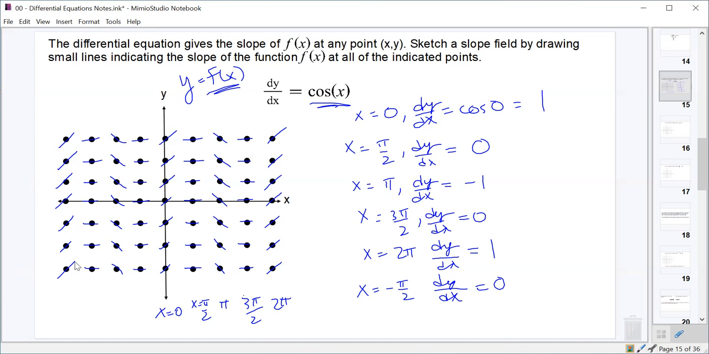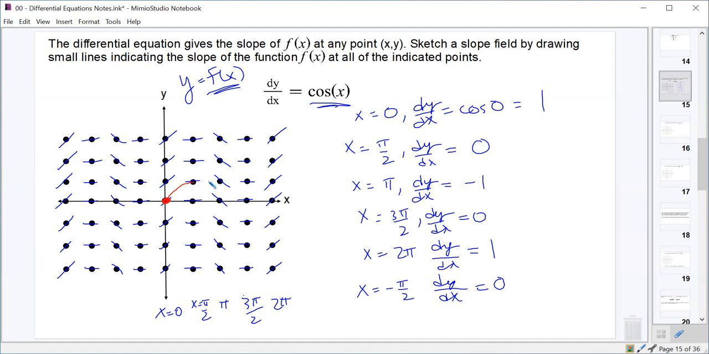If f of x were to go through the point 0, 0, we're going to make sure that our solution curve goes through the point 0, 0. And we can see that at that point, our slope should be 1. But as we move towards the right, to this next column, our slopes should be decreasing from 1 to 0 on that interval. So I need to start at 1 and move to 0. And right there, I should now be at a slope of 0.